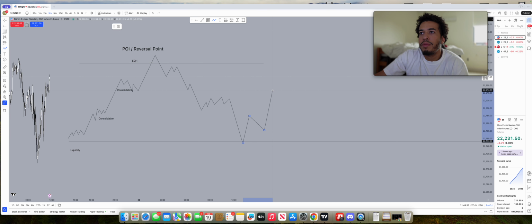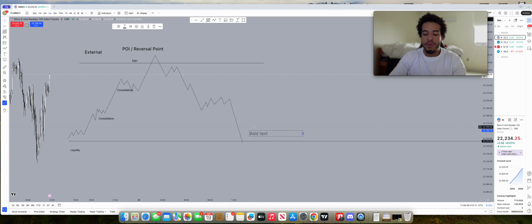Because remember, price is always targeting external or internal. And it's always just going to be another market maker model, some form of a market maker model at some point. But as you could see, this is the external liquidity. And then the sell side of the curve is running to some sort of internal liquidity.